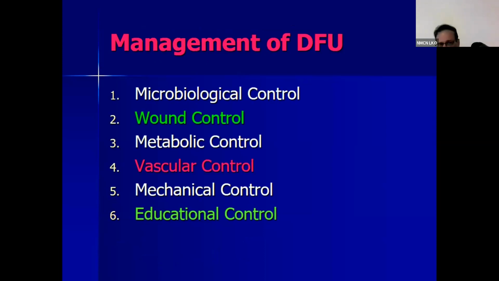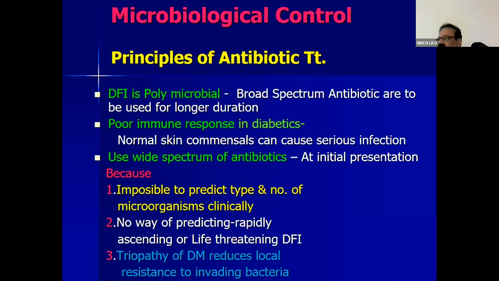Management of diabetic foot ulcer can be discussed under the following headings: microbiological control, wound control, metabolic, vascular, mechanical, and educational control. First of all, microbiological control, where I have already told you the principles of antibiotics to be followed. Diabetic infection is usually polymicrobial, so you need to give broad spectrum antibiotics for a prolonged duration. Because of poor immune response in the diabetic patient, the normal commensals may cause serious infection. Mind it, Pseudomonas infection has a poor prognosis as far as diabetic foot ulcers are concerned. This is also a commensal, but because of the low body resistance, commensals can cause serious infection.